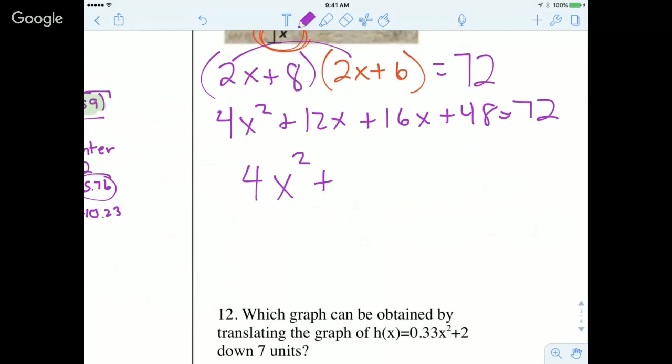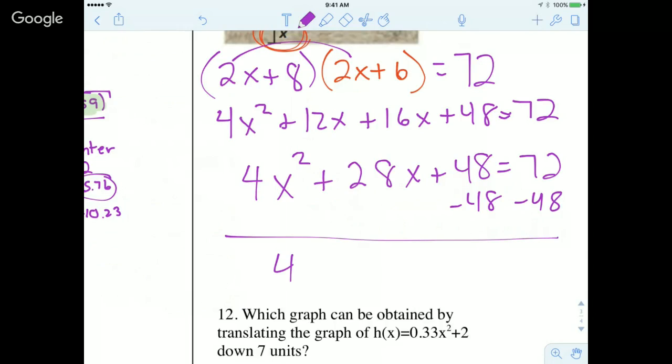4x squared plus 28x plus 48 equals 72. Nope. No. Subtract 48. Actually, I'm sorry. Subtract 72, subtract 72. 4x squared plus 28x minus 26.